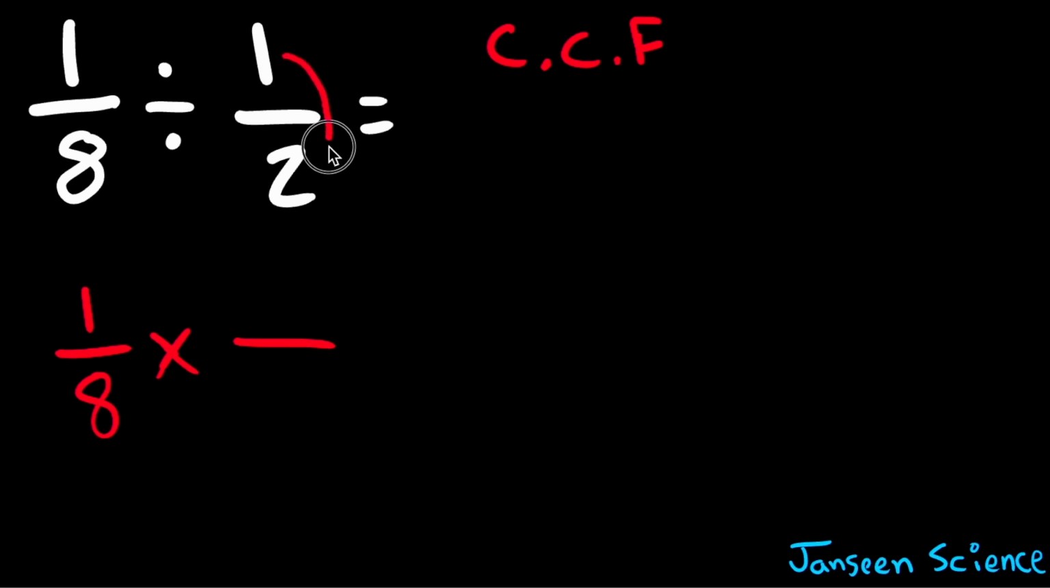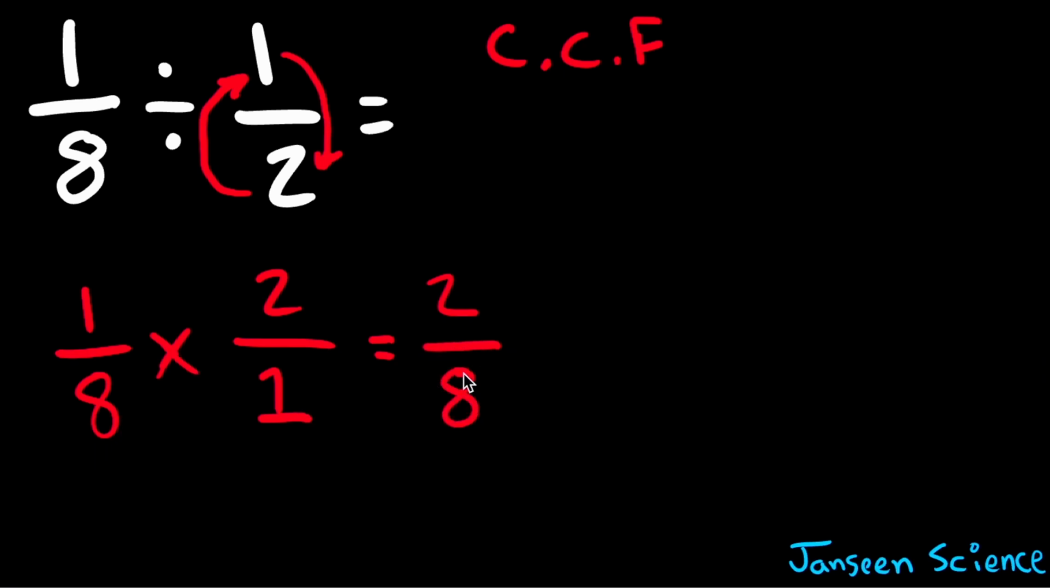So the 1 is going to go at the bottom of the fraction, and the 2 is going to go on top of the fraction. So it'll be written as 2 over 1. And then we multiply across. 1 times 2 is 2. 8 times 1 is 8. And now the answer is 2 over 8.